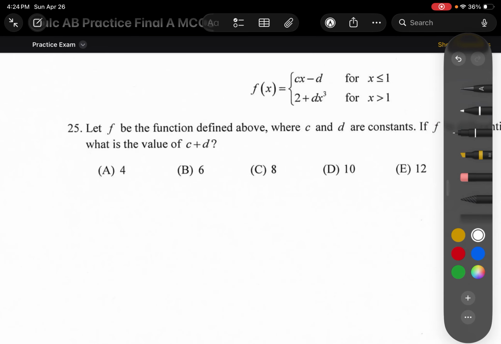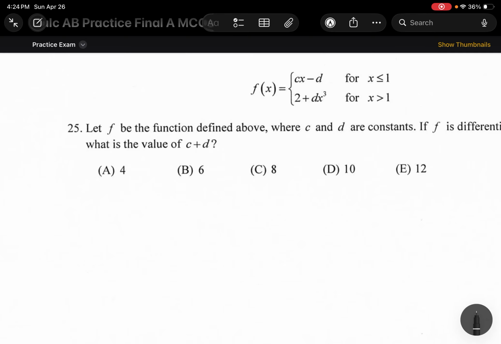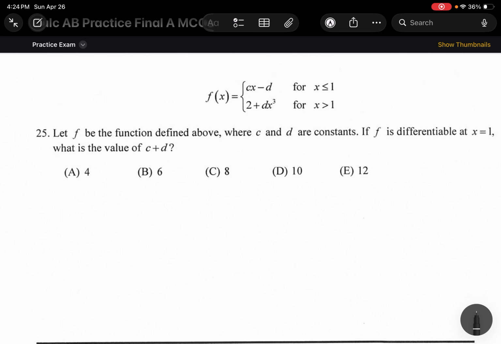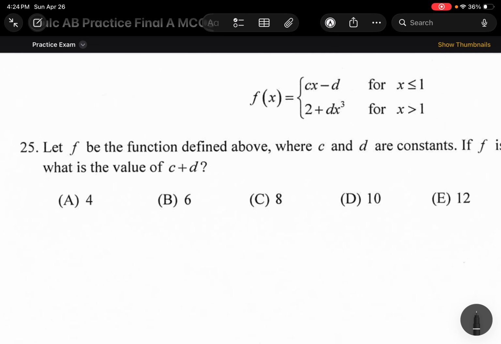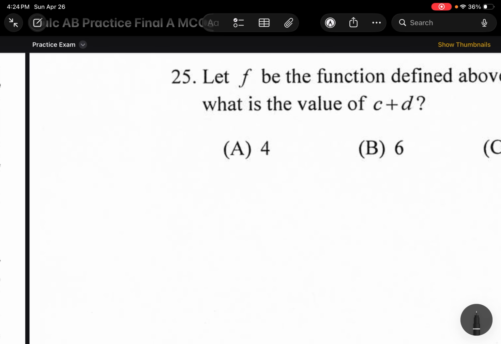This is the second part of the Calculus AB Practice Final A MCQs. We're given this piecewise function here, and we're trying to solve for c plus d at x equals 1 when the f function is differentiable. Remember, when a function is differentiable, it is also continuous. So our first step here is to check for continuity.